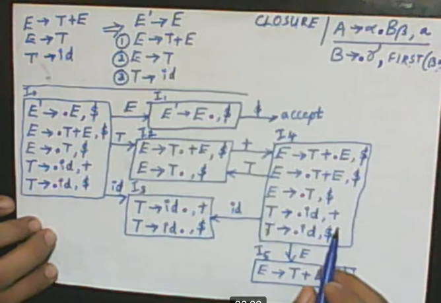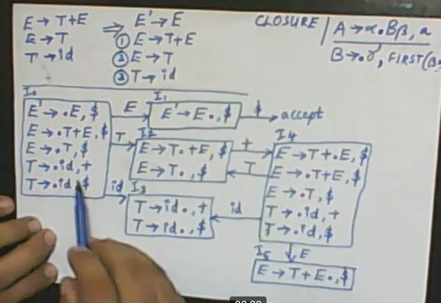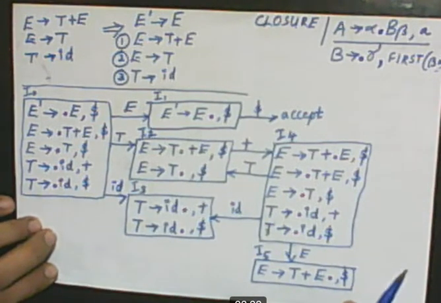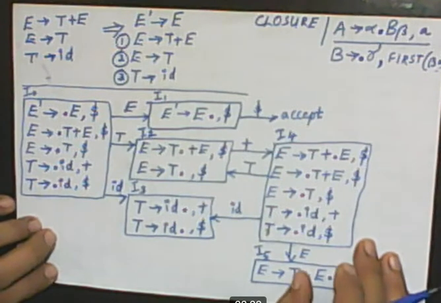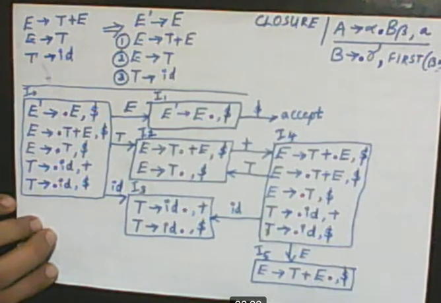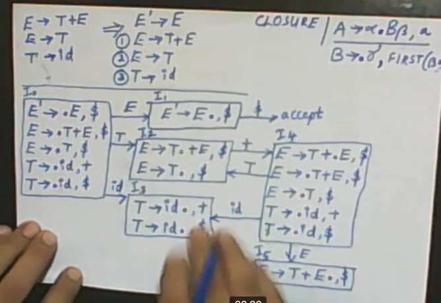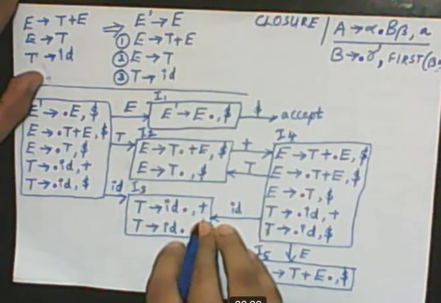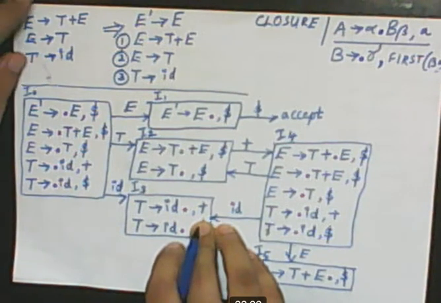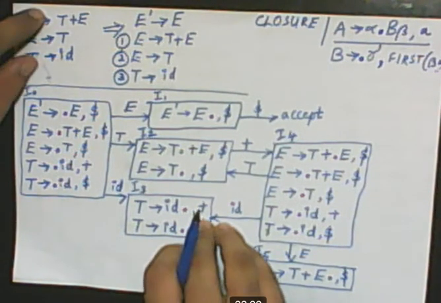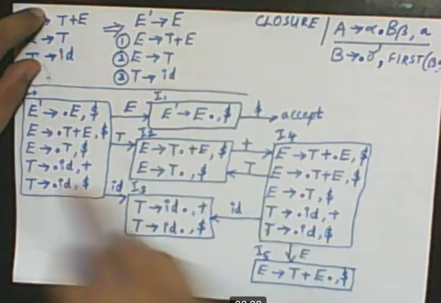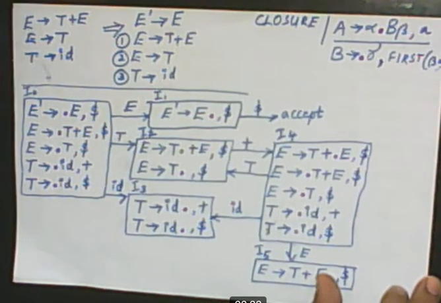Okay, so with this we have all these states. You are completed with the canonical collection of LR1 items. If you remember, we were constructing the canonical collection of LR0 items. Here it is the canonical collection of LR1 items that we are constructing for CLR parsers. Okay, so we have 6 states, I0 to I5. Now let us construct the parsing table for this.